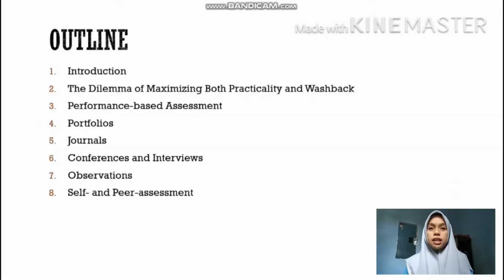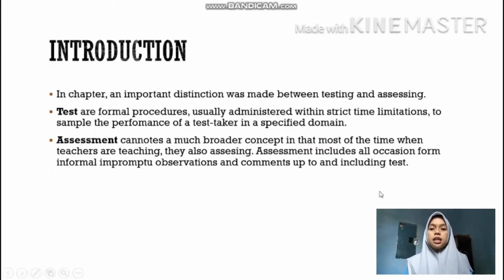The first slide is outline. The outline are introduction, the dilemma of maximizing both practicality and respect, performance-based assessment, portfolio, journal, conference and interview, and the next observation, the last one is self and peer assessment. The next slide is introduction.